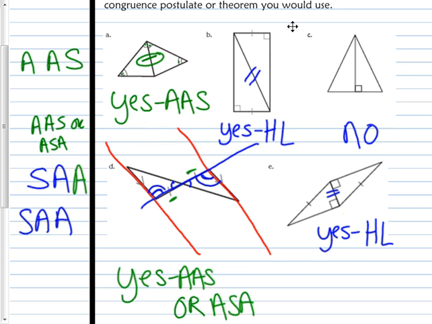And then for E, yes, they already show us that the hypotenuses are congruent. Remember, the hypotenuse is the side across from the right angle. And then they share a leg. So these can, yes, be proved congruent using the hypotenuse leg theorem. So B was yes, HL, C was no, and E was yes, HL.